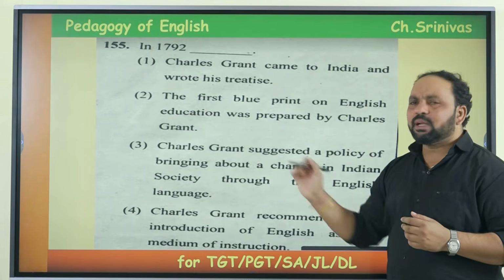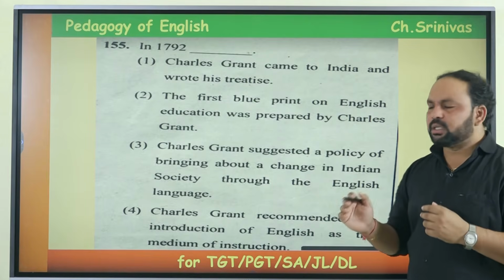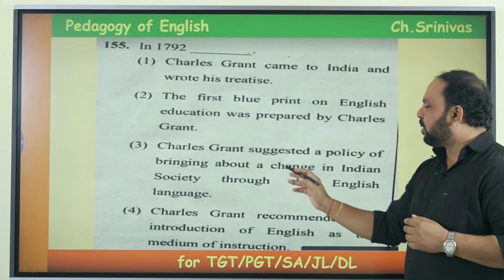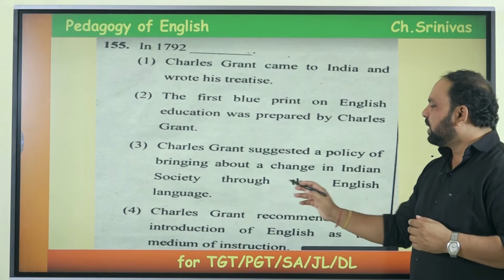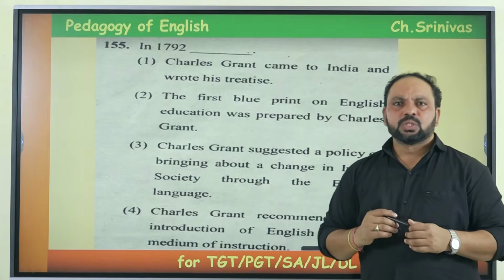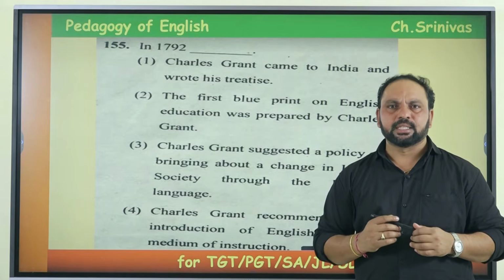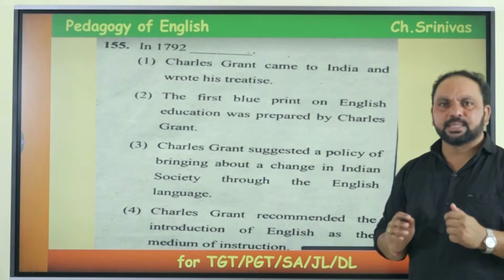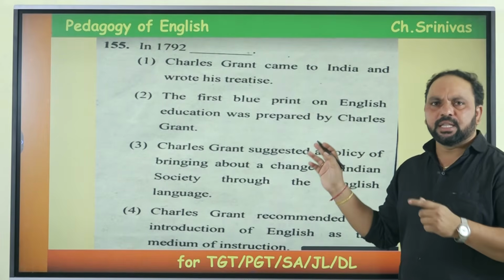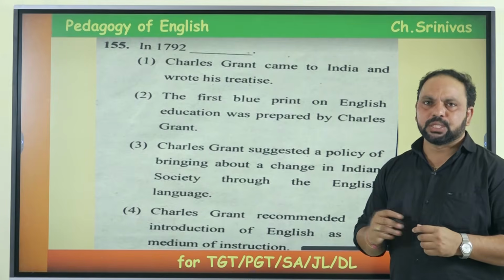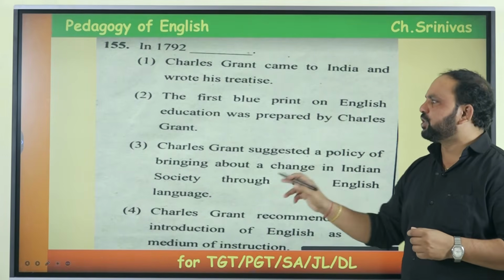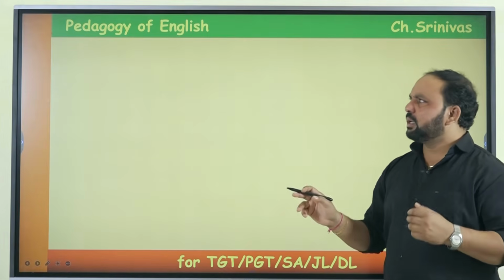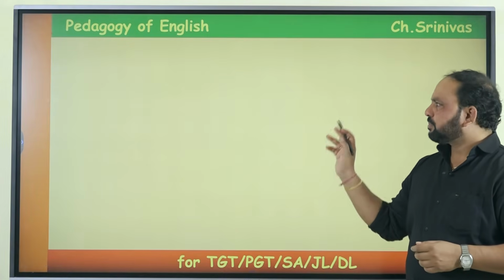And the third one is the right answer according to this context. Sir Charles Grant suggested a policy of bringing about a change in Indian society through the English language. So this was the point we need to understand as a part of this concept. So option 3 is the right answer for this question, and this was one of the previous questions asked in the TRT Teacher Recruitment Test. Let us discuss the concepts now.